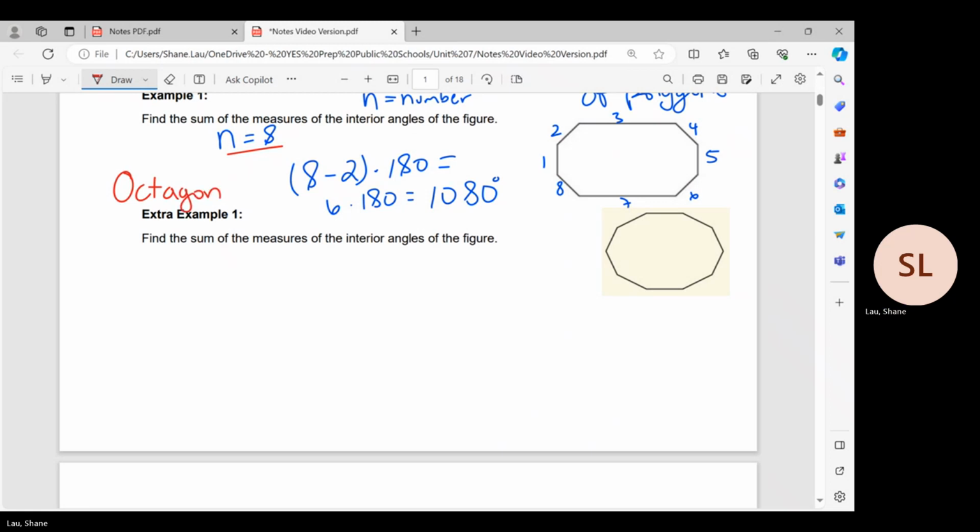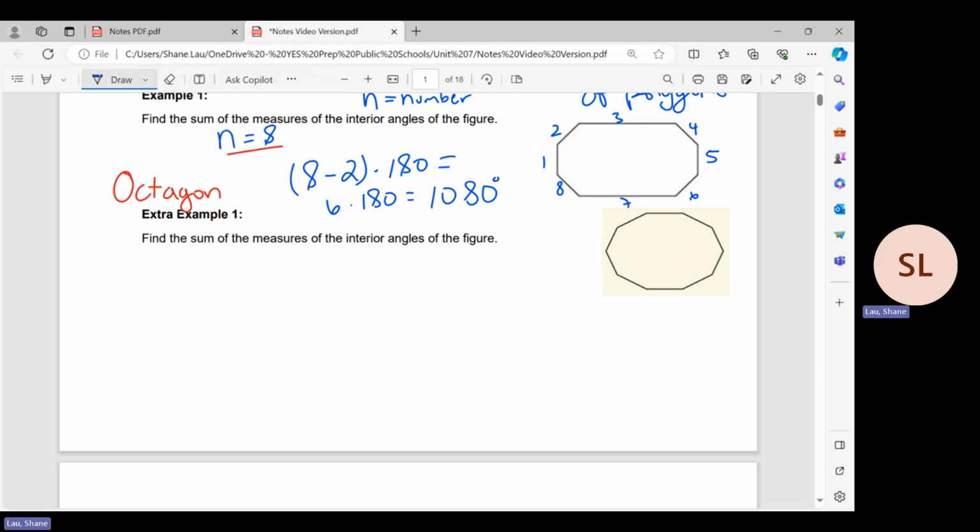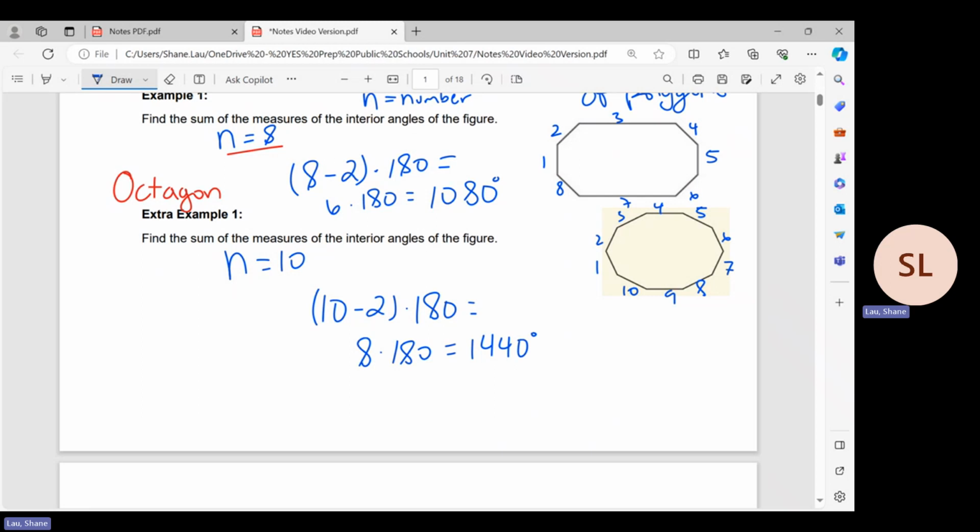Octagon. Okay. I suggest moving to the next problem and doing it on your own first, then check back. Find the sum of the measures of the interior angles of the figure on the right-hand side again. 1, 2, 3, 4, 5, 6, 7, 8, 9, and 10. So we have n equals 10. Again, just plug that right into the equation. We get 8 times 180, which then equals 1440 degrees.